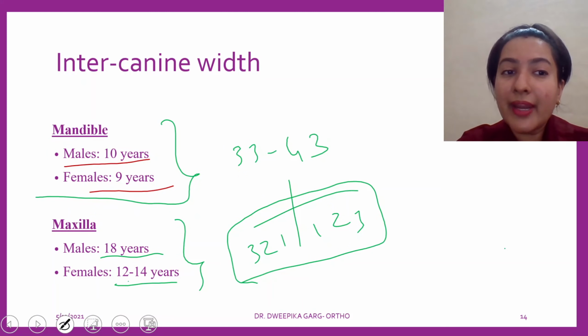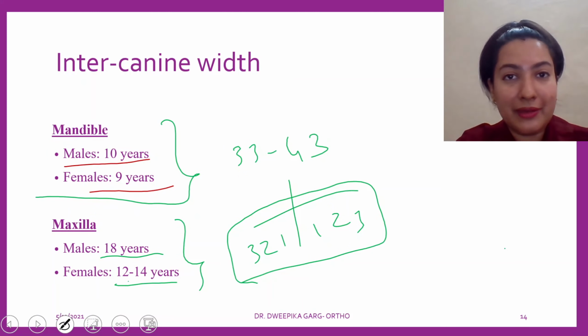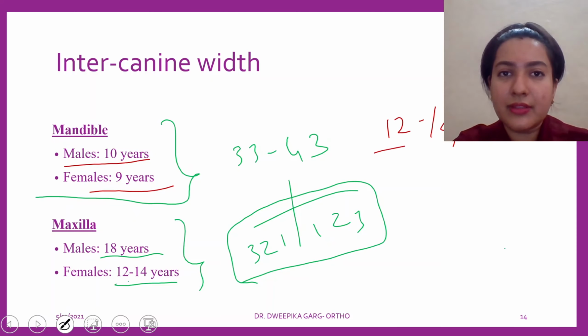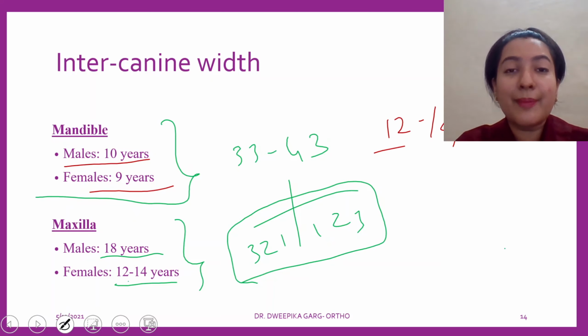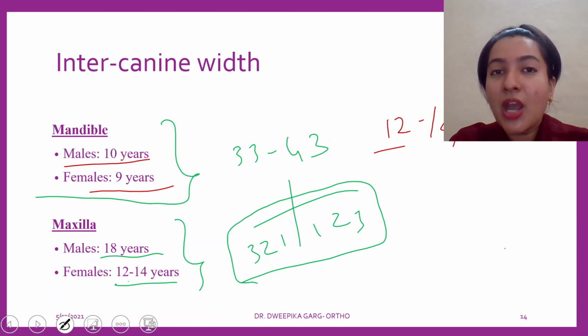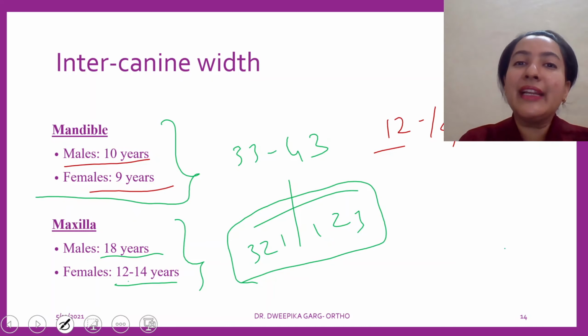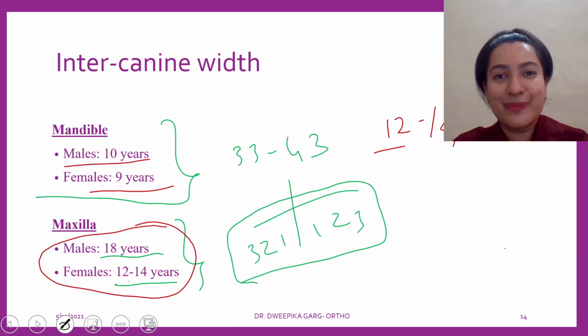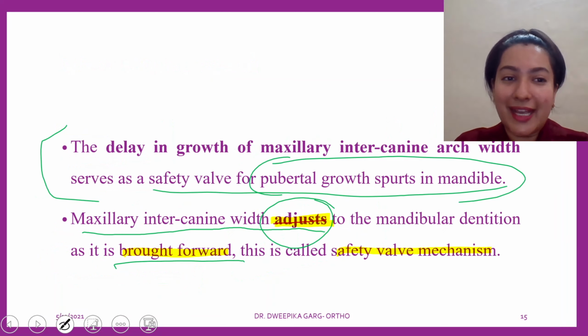And then it will wait for puberty to hit. Let's say my puberty hits at 12 to 14 years. In females it hits early, so it will hit by 12 years. As soon as the puberty hits, mandibular forward growth will start. Once the mandibular growth is completed, my maxillary intercanine arch width will be established at these particular ages. So that is safety valve mechanism.